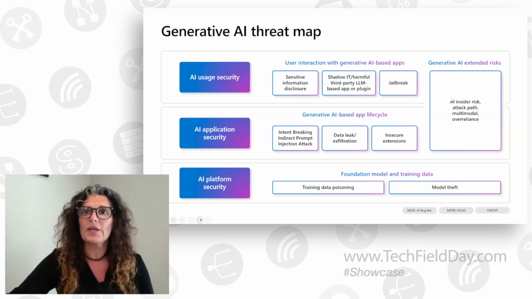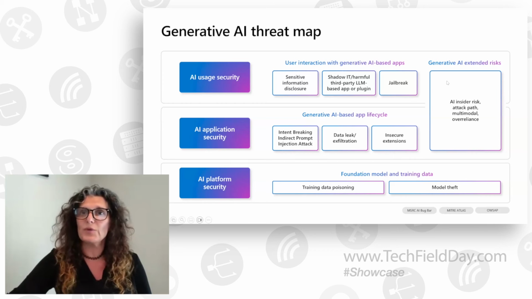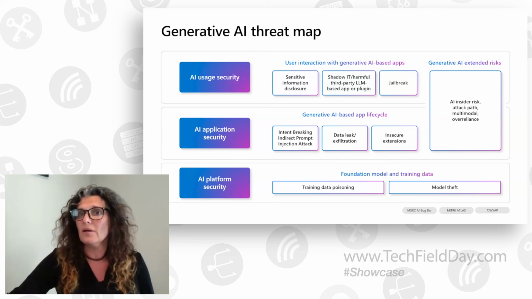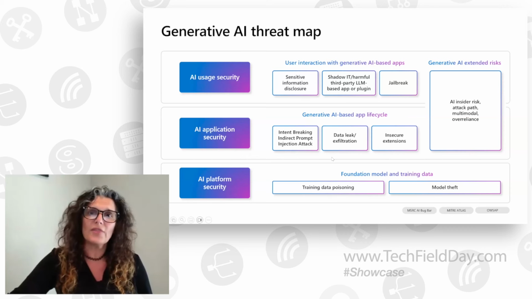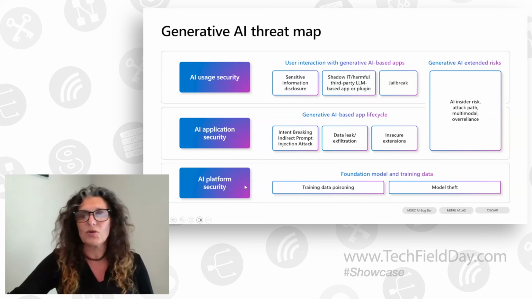And on the side here, we have the generative AI, what we call extensive risk, where, for example, insider risk is becoming heavy. Over-reliance is a new risk and stuff like that. So this is how we overlaid all the threats. And this is based on MITRE, OWASP, MSRC bug bar. But it's a way to look at it that you need to secure all this.